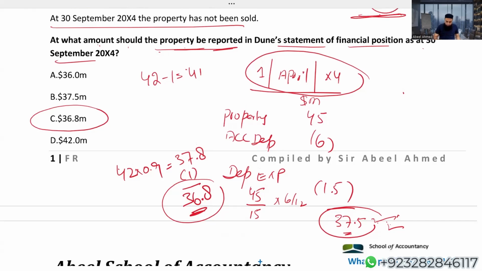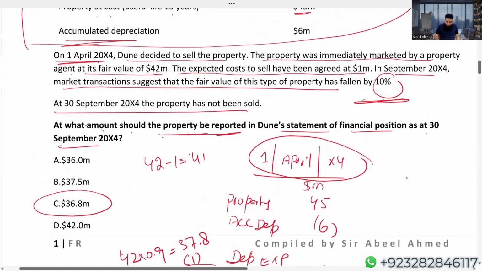Some of the students might be thinking, sir, the question says, at what amount should the property be reported in Dune's statement of financial position on this date? At 30th September X4, the property has not been sold. They might start thinking, sir, year end has come, Dune did not sell this property. So do we still apply IFRS 5? Because IFRS 5 says after applying IFRS 5, your asset should be sold within 12 months. That is actually one of the meanings of your sale of asset is highly probable.